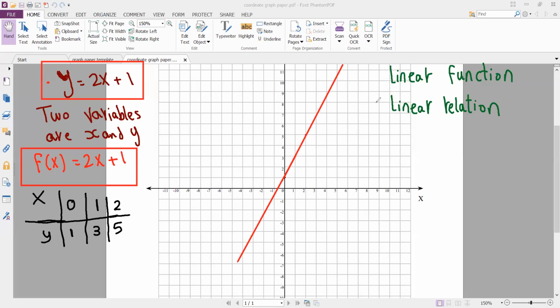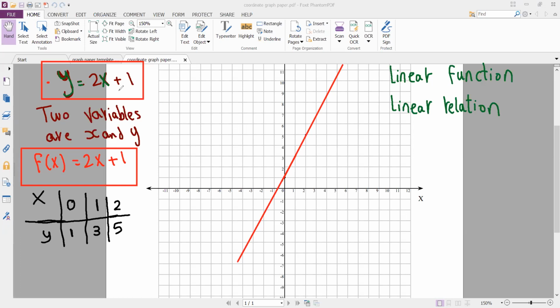So in this lesson, we are going to study linear functions or linear relations. We looked at this equation here, y equals 2x plus 1. It's a kind of relation between two variables. We have here a variable x and a variable y. How can we find the solution of this equation?